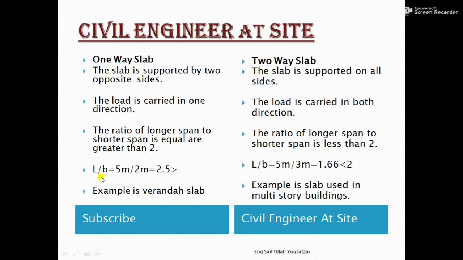So here is the example: length divided by b. Length is 5 meter and width is 2 meter. So 5 divided by 2 is equal to 2.5, which is greater than 2. And here L divided by b, which is 5 meter divided by 3 meter, is equal to 1.66, which is less than 2. We have already told you that the one-way slab example is a veranda slab, and the example of a two-way slab is a slab used in a multi-story building.